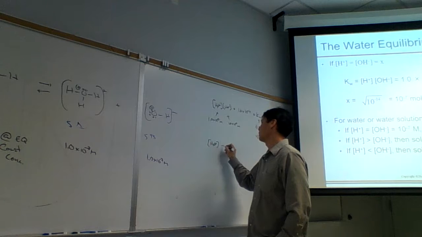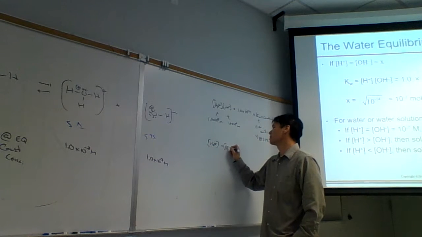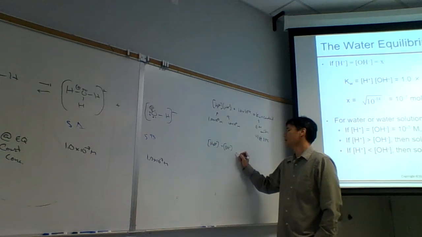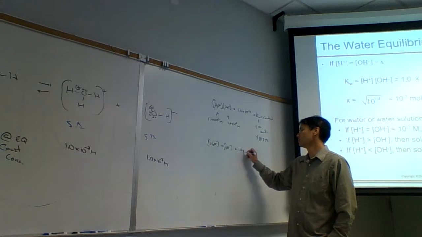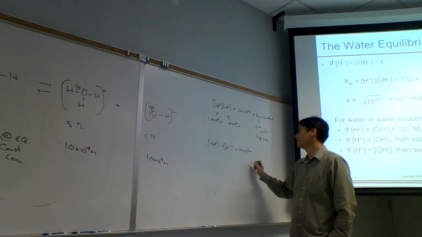And so this is pure water. Hydronium equals hydroxide. The hydronium equals the hydroxide. This is going to be 1.0 times 10 to the minus 7 molar. This is neutral.